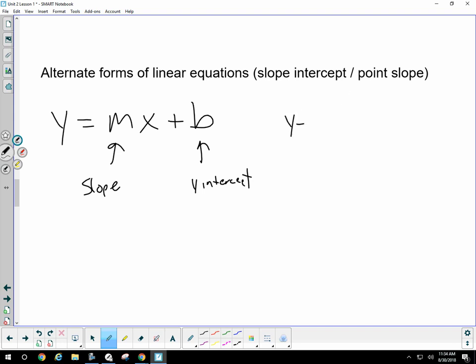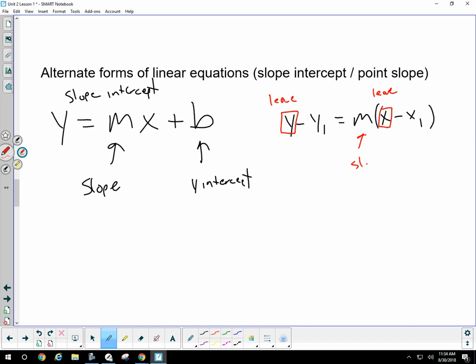We also can have an equation in this form. This is called point-slope form. This is slope-intercept. Y minus y1 equals m times x minus x1. It's important when you're using this that this stays. Don't change y and x. Leave it alone. M is my slope, and x1, y1 comes from a point that I know.